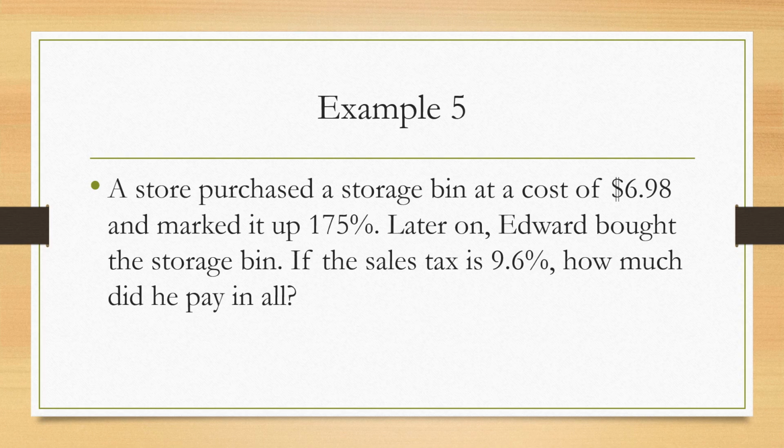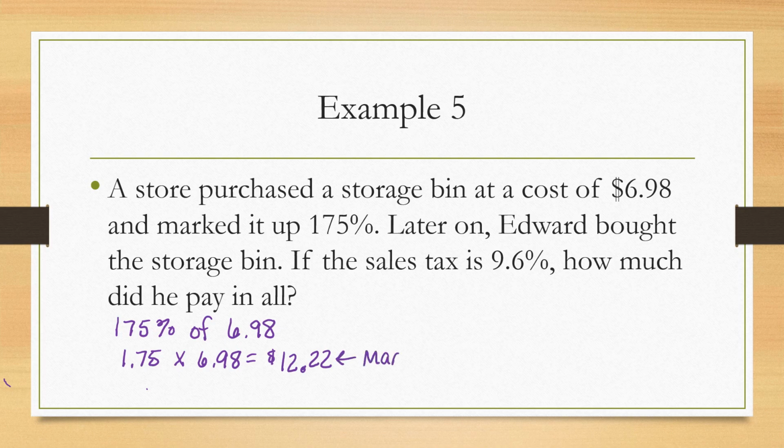Okay, so again, the store is not going to let Edward buy it for what they paid for it because they need to make a profit. So we're going to figure out what they have marked up the price to. So 175% of $6.98. So 175% as a decimal is 1.75. Multiply that by $6.98. Gives us $12.22. So ask yourself, what is $12.22? That's the amount of the markup, or the amount that the store would profit.